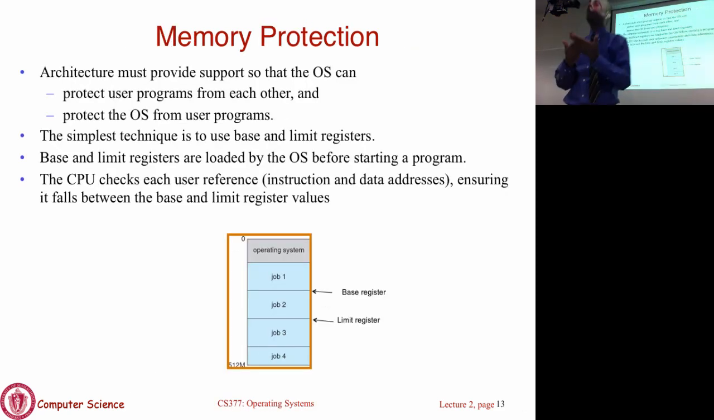Okay, so this should now start giving you a flavor of why certain hardware features are there at all. Let's take an example and say you had a very trivial CPU that did not support base and limit registers. So what would happen then?